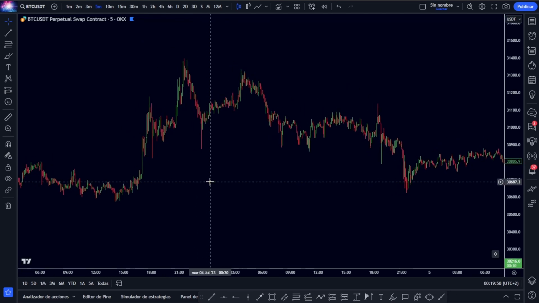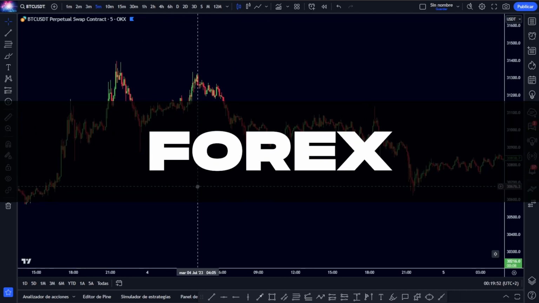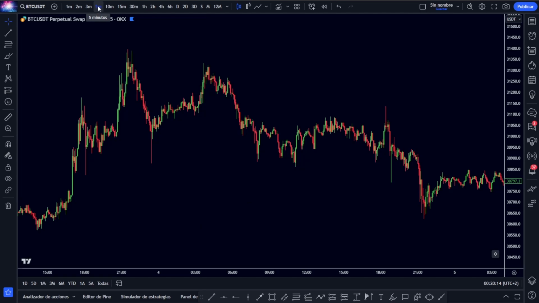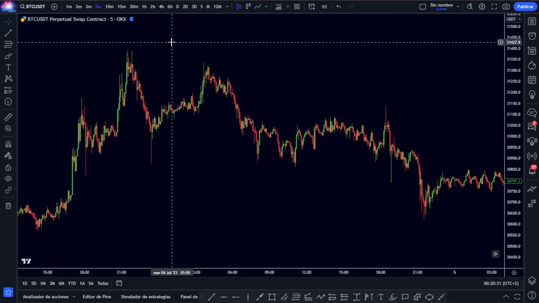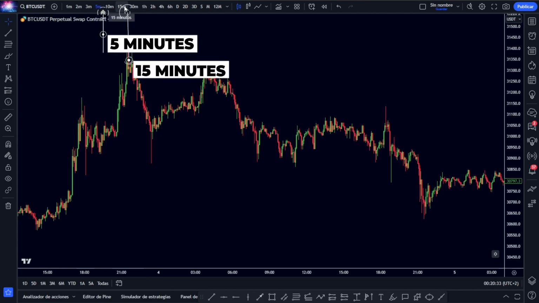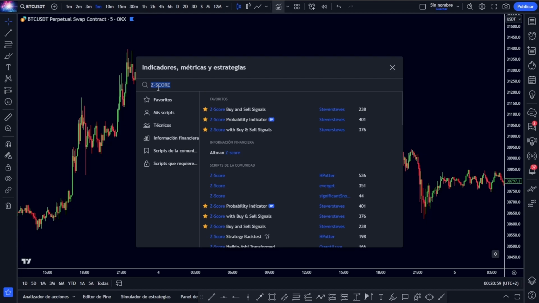Obviously, like all indicators and strategies that we teach you on this channel, it can be adapted to all types of assets, cryptocurrencies, forex, and even traditional markets, but specifically this time we recommend that you use this indicator in 4 specific timeframes: 5 minutes, 15 minutes, 1 hour, and finally the daily timeframe. In the indicators section we will look for Z-score and click on this one here, Z-score probability indicator. In fact, it is already marked as an Editors' Pick, and it just came out very recently.